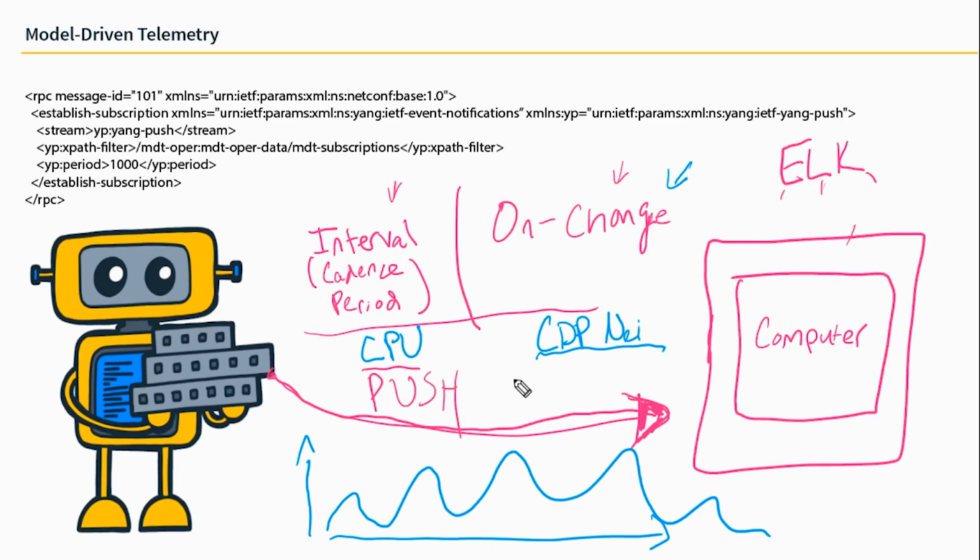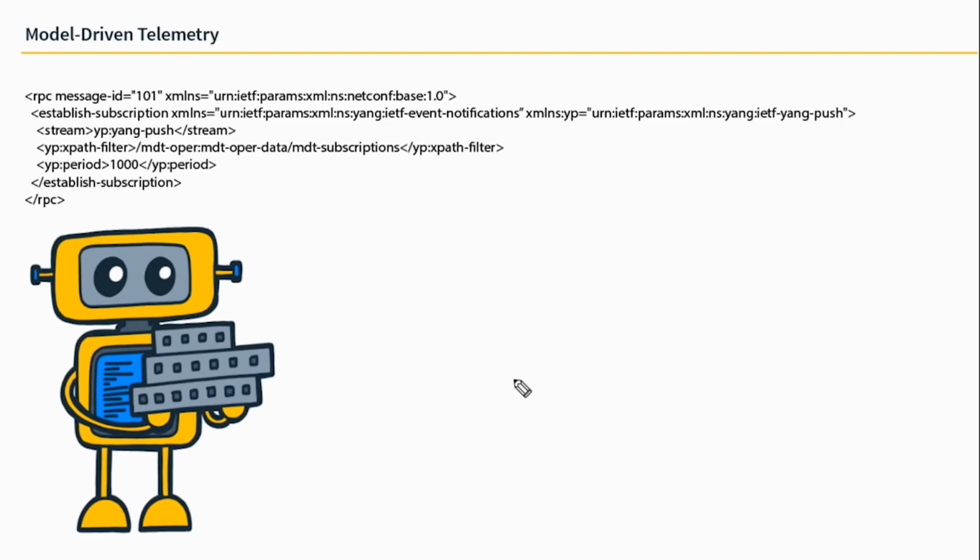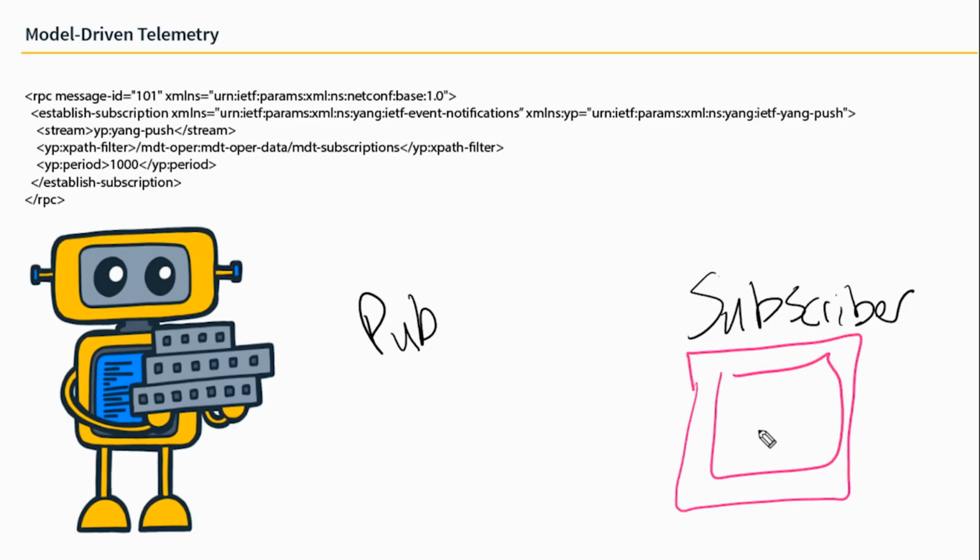What is it really doing under the hood? Let's clear the screen and talk about this in a little more depth. Model-driven telemetry uses a classic development architecture called pub-sub, or publisher and subscriber. When we're firing up our computer and we want this data to be sent to us, what we're telling it to do under the hood is we want to subscribe to a network event that's going to be published out.